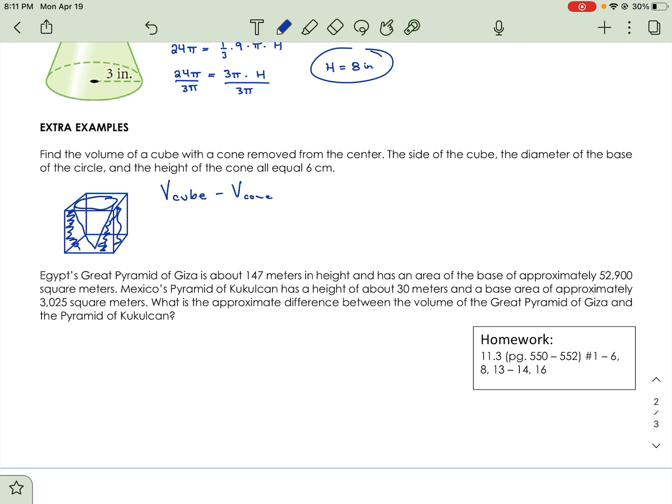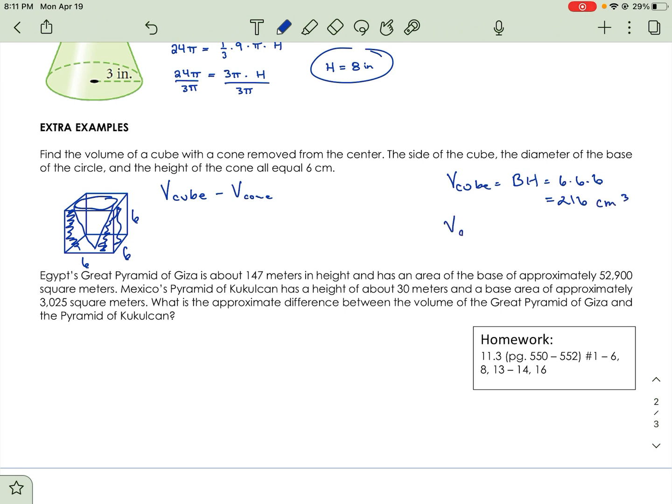So the volume of a cube is equal to the area of the base times the height. The area of the base is a square with sides of 6 centimeters long. So we have 6 times 6, times the height, which is also 6. So we have 6 cubed. So we have 36 times 6, which gives us 216 cubic centimeters.